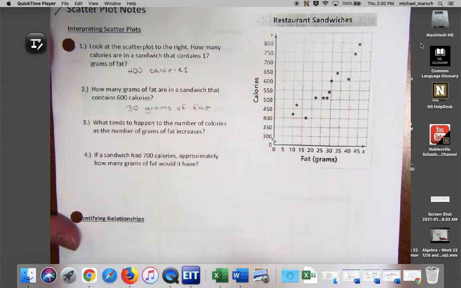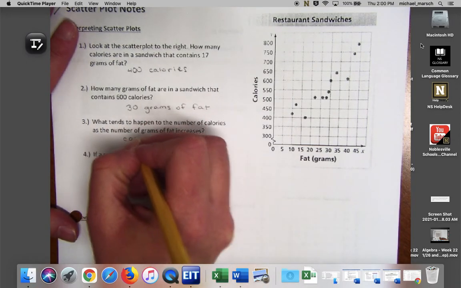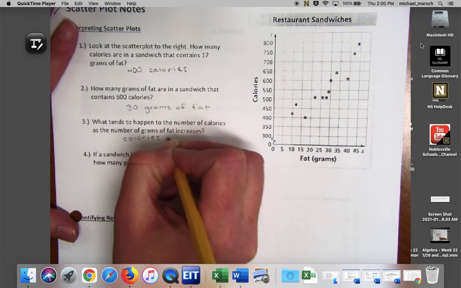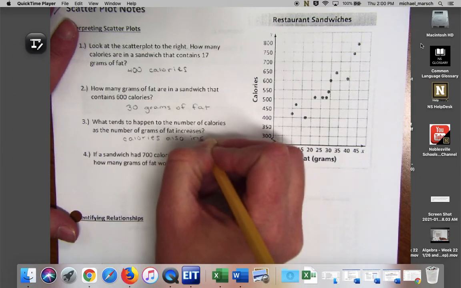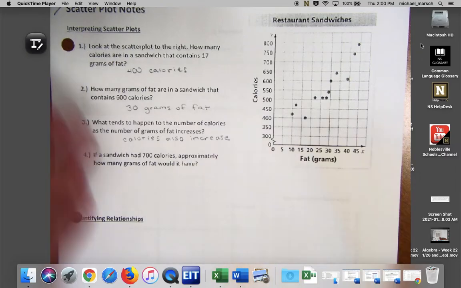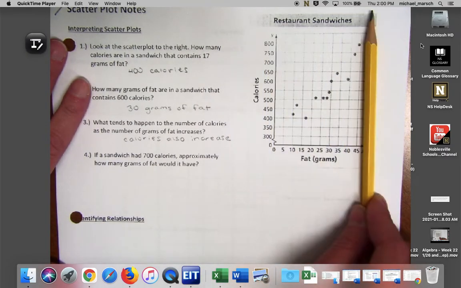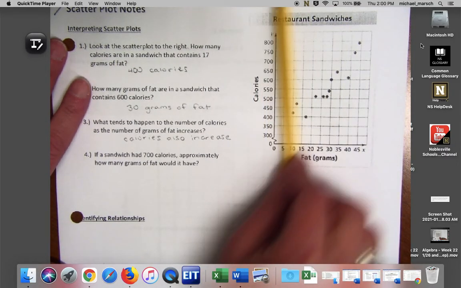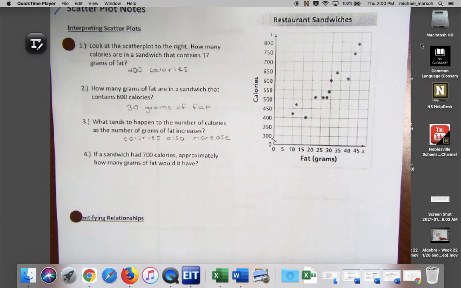What tends to happen to the number of calories as the number of grams of fat increases? They also increase? Yeah, calories increase as well. So like you guys were saying before, if the x-axis is increasing and the y-axis is increasing, that's a positive correlation, right? So there's a positive relationship between fat and calories.